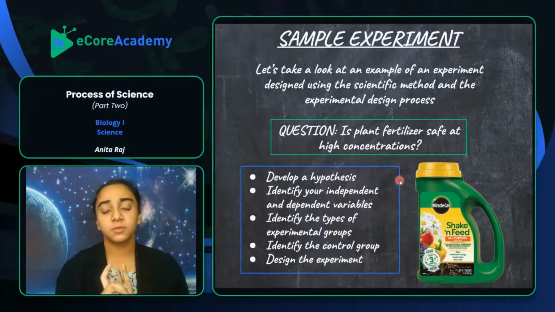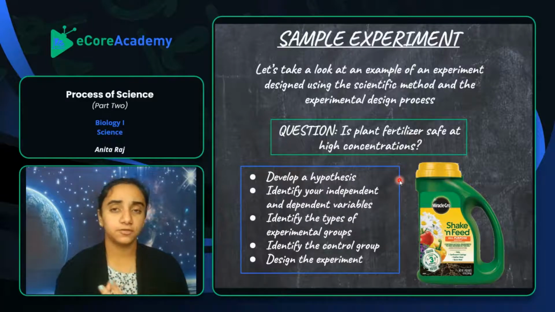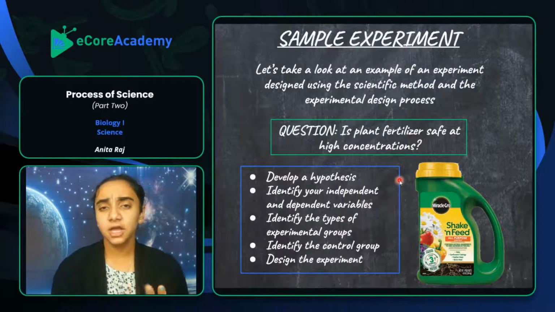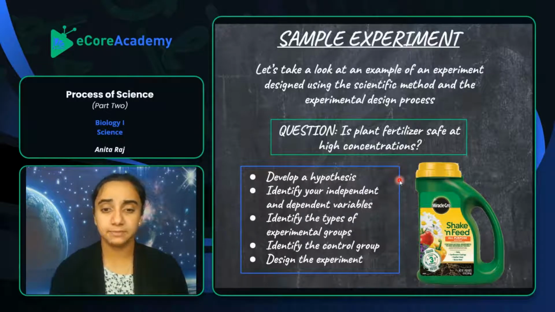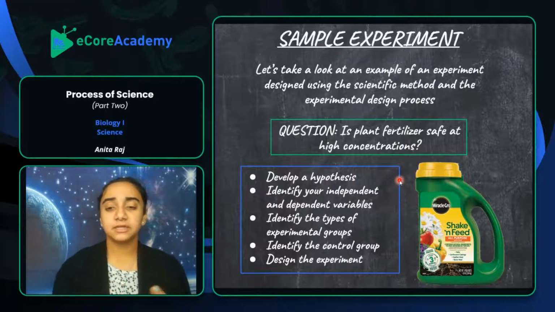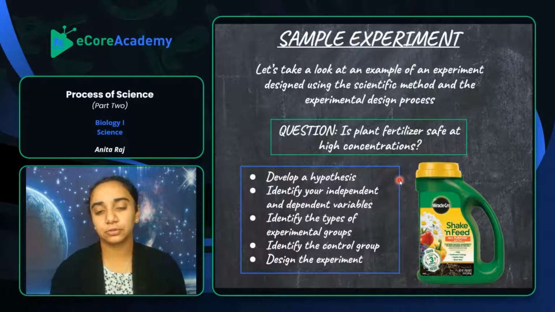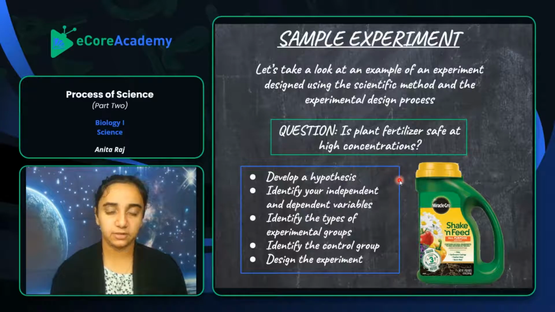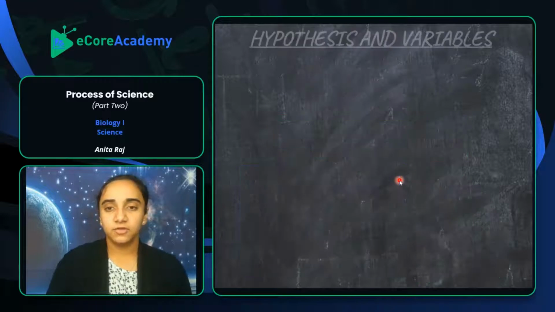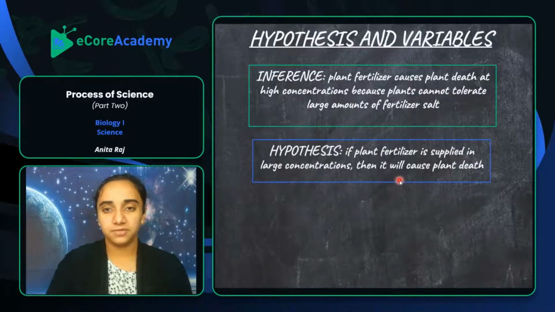Then we want to develop a hypothesis based off of our situation and our question and our background research. Afterwards, to actually start the experimental design process, we want to come up with our independent and dependent variables. Afterwards, based off of that, we want to come up with our experimental groups, and we want to come up with one control group. And lastly, we want to actually put the procedure together and design the experiment so that we can execute it. Moving on to the next slide, we're going to look at hypothesis and variables.